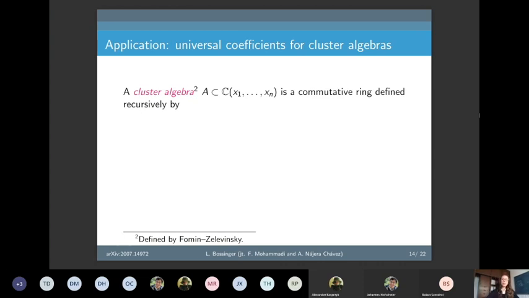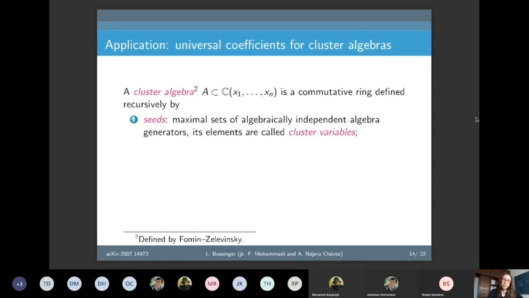So now we're going to look at universal coefficients for cluster algebras. And don't be scared by these words. I'm going to explain, or at least try to give you an intuition of what a cluster algebra is and what universal coefficients are. So a cluster algebra, which was introduced by Fomin and Zelevinsky about 20 years ago, is a commutative ring defined recursively by two ingredients. The first one is called a seed. That's a maximal set of algebraically independent algebra generators.